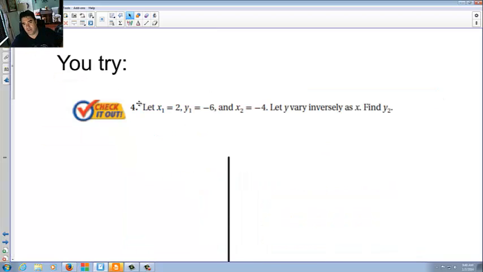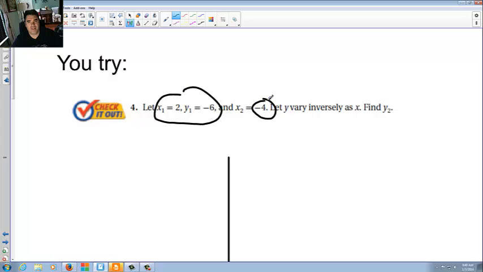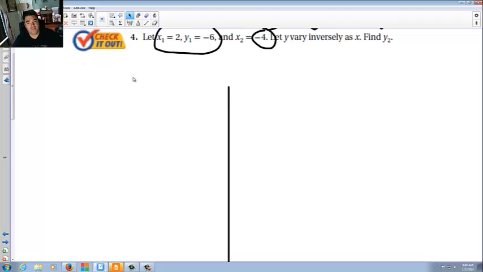Now you try. Let x1 equal 2, y1 equal negative 6. So remember, these two together, what will they need to make y2 times negative 4 to equal each other? In other words, these two are going to work together, and this times something, the second y, will equal this. Try to figure out what that is. Go ahead. Let's see how you did.